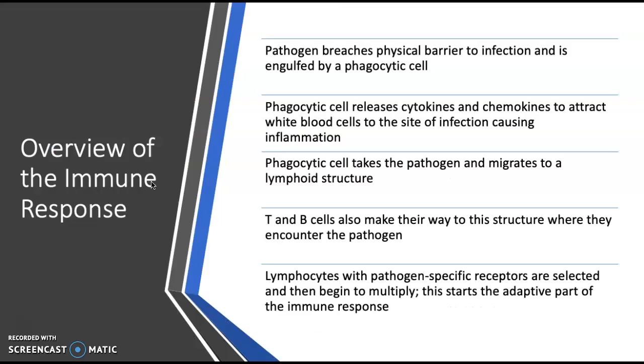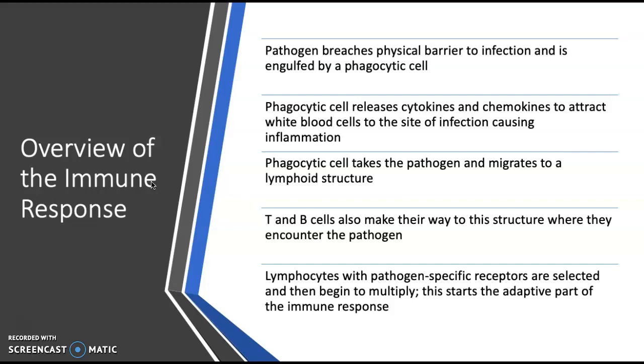Before I get into that, I would like to give a brief overview of the initial immune response to a pathogen. This begins with a pathogen breaching the physical barrier to infection. An example of that would be skin. When the skin is breached, the pathogen is engulfed by a phagocytic cell. This phagocytic cell attracts other immune cells, white blood cells, things like that, using cytokines and chemokines. And that influx of fluid and blood and all these immune cells causes the inflammatory response.